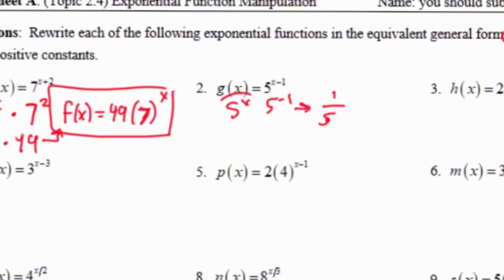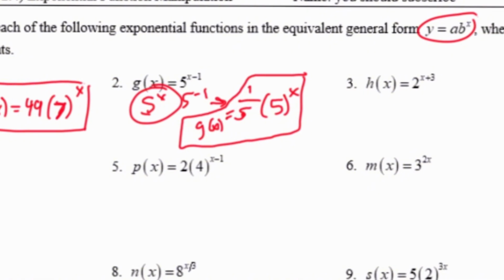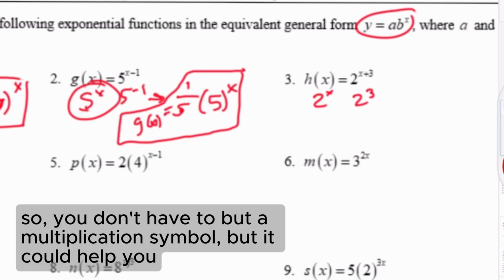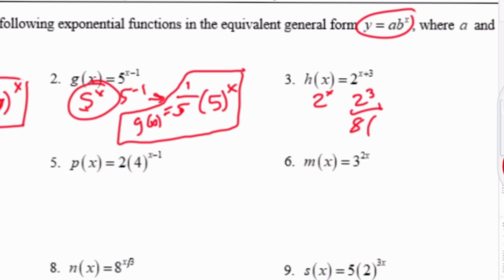But we still need to put this back in. So because we know 5 is b, it's just going to be next to 1 over 5. So 1 over 5 must be a. So 5 to the power of x, and don't forget the function name. So that's our answer. Now moving on to the next one, we see this is addition. So when we separate these two, this is going to be 8. So 8 times 2 to the power of x, that's equal to h of x. So that's our answer for number 3.